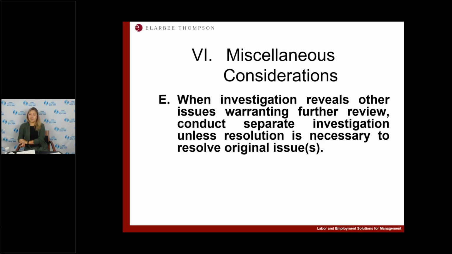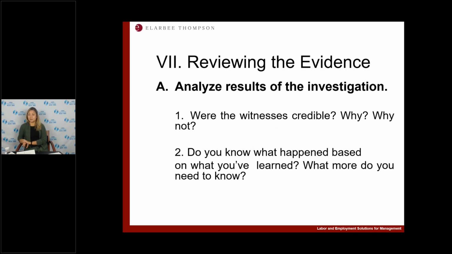Again, as I said, you can investigate things that come up during an investigation that you weren't previously aware of. If it's something that is really an offshoot, you should do a separate investigation so that you can conclude one, make sure that's handled, deal with that complaint, and then go into another investigation. When you're making your conclusions, look at whether or not the witnesses were credible, and if you have everything that you need to know.